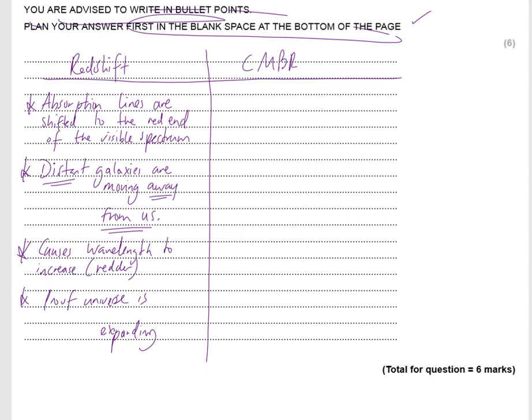Now, one thing I would like to add in this case is the following. It becomes redder, and the galaxies are moving away faster. So not only are they moving away from us, but they're moving away at a fast pace. So this is the proof that the universe is expanding.